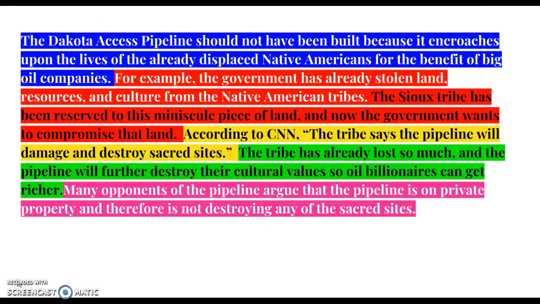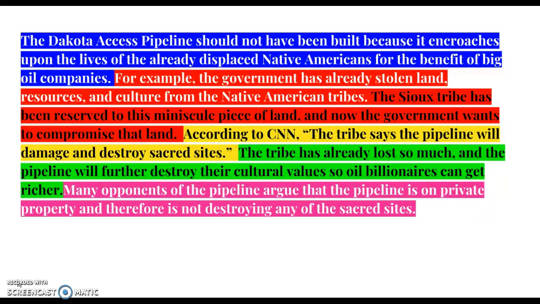So here's my example of my counterclaim. I said, many opponents of the pipeline argue that the pipeline is on private property and therefore is not destroying any of the sacred sites. So I argued the opposite. My claim was that it should not have been built because it encroaches upon the Native American lives, but then I'm doing the direct opposite in my counterclaim, saying that people are arguing that the pipeline is on private property, so it can't be destroying their sacred sites. Notice, too, that I have used some wording that I've used in other pieces of the paragraph. The word opponents means those against it.